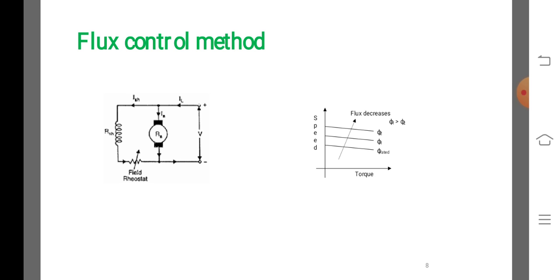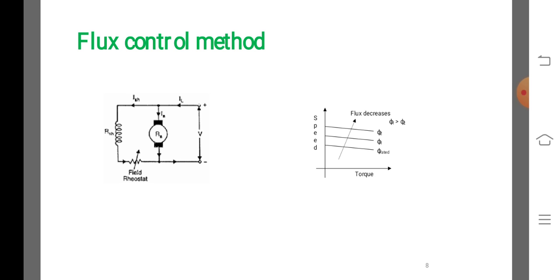It has some advantages. It is an easy and convenient method. It is an inexpensive method because very little power is wasted in the shunt field rheostat, due to the relatively small value of I_SH. The speed control exercised by this method is independent of the load on the machine.